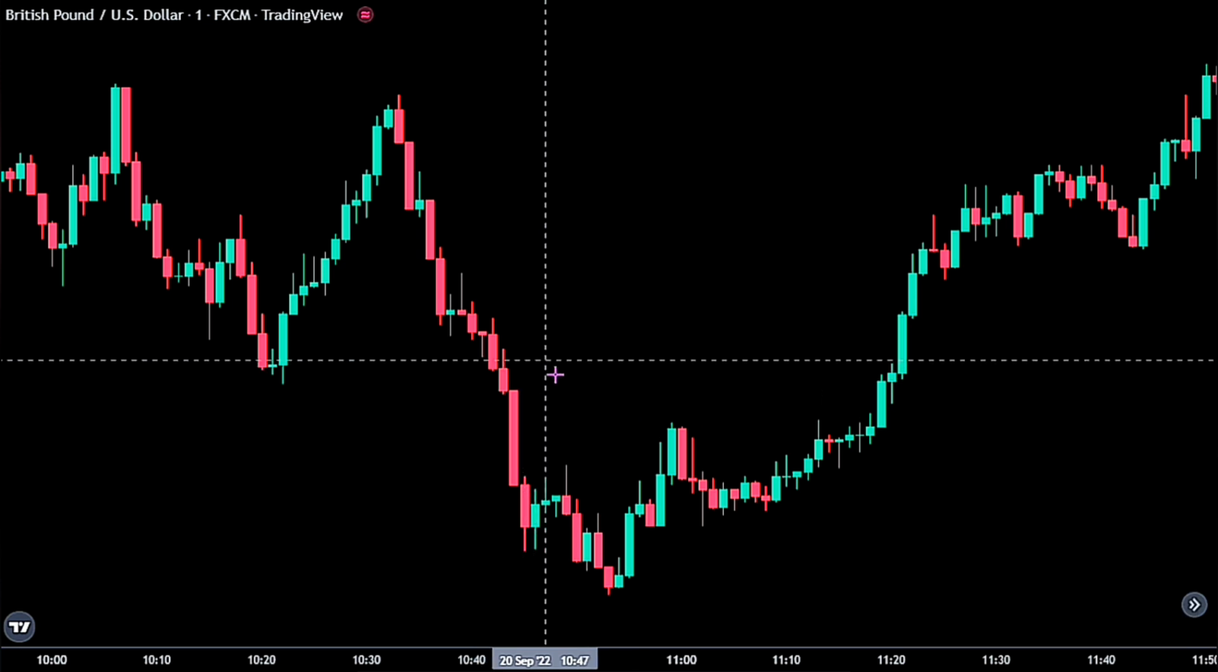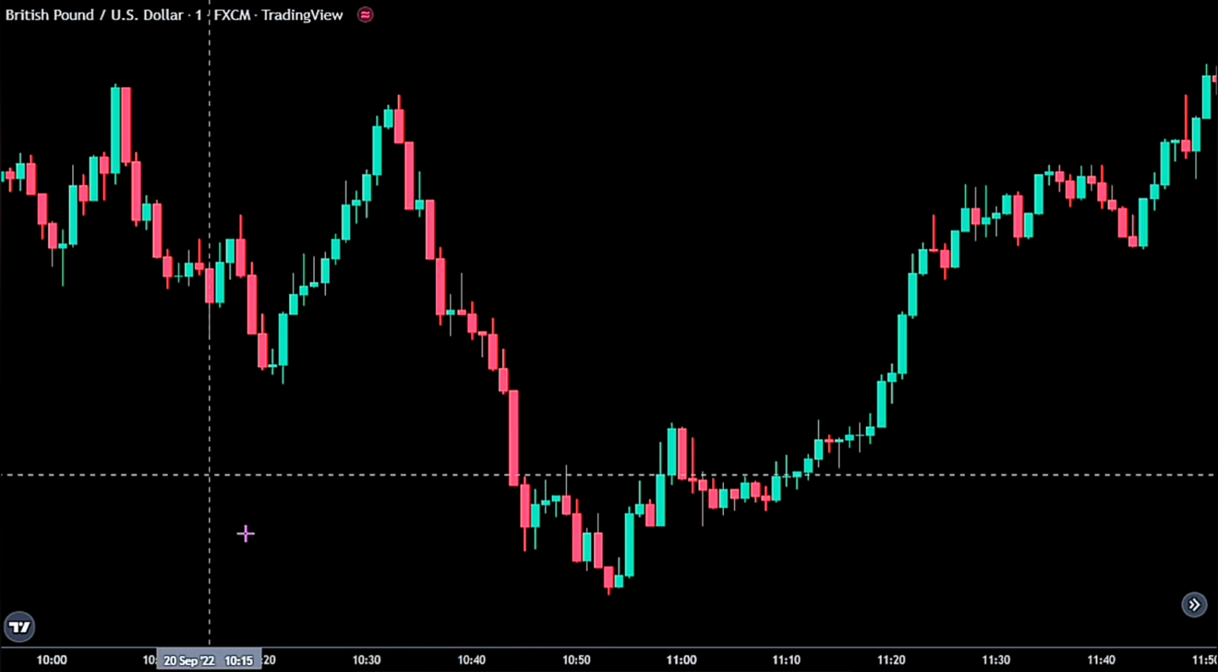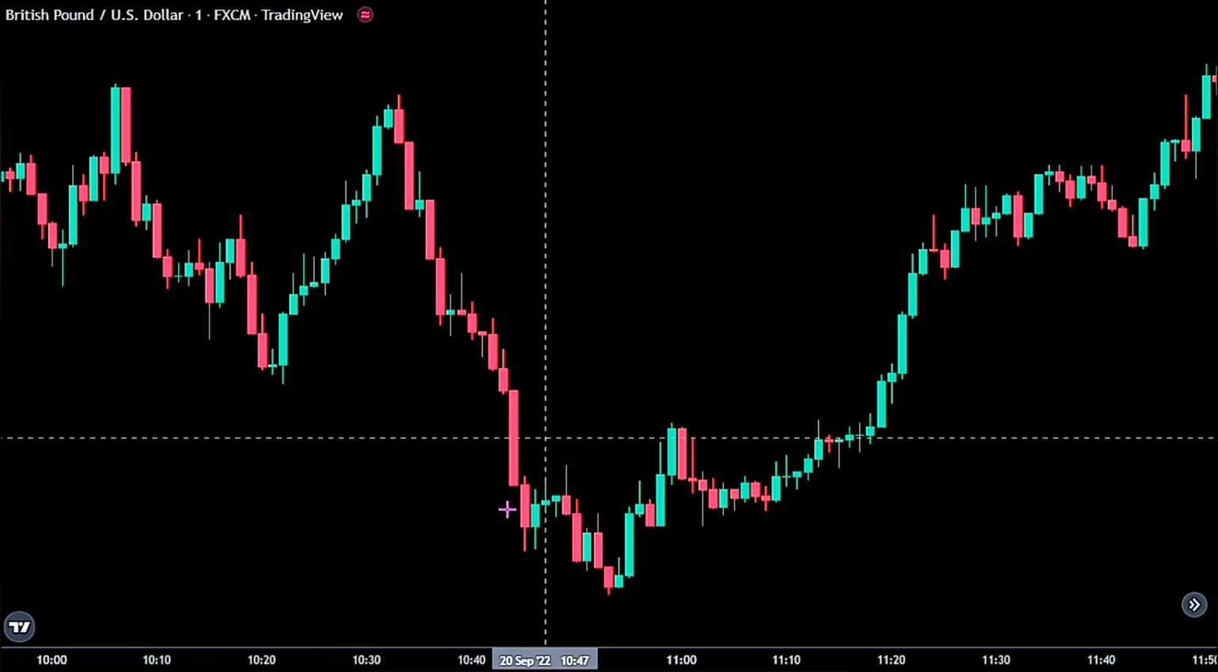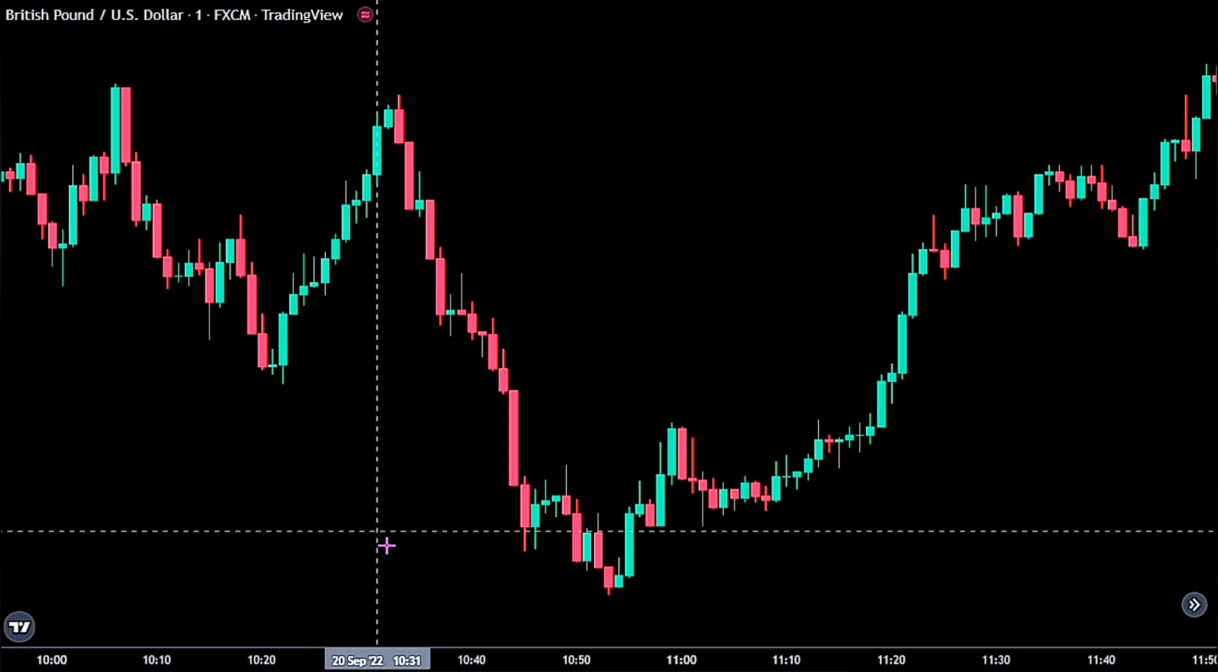So for this strategy, we will be using 2 moving averages to determine the trend, and also, we will be adding the RSI indicator to our chart to filter the trade. So let's go ahead and add these indicators to our chart.